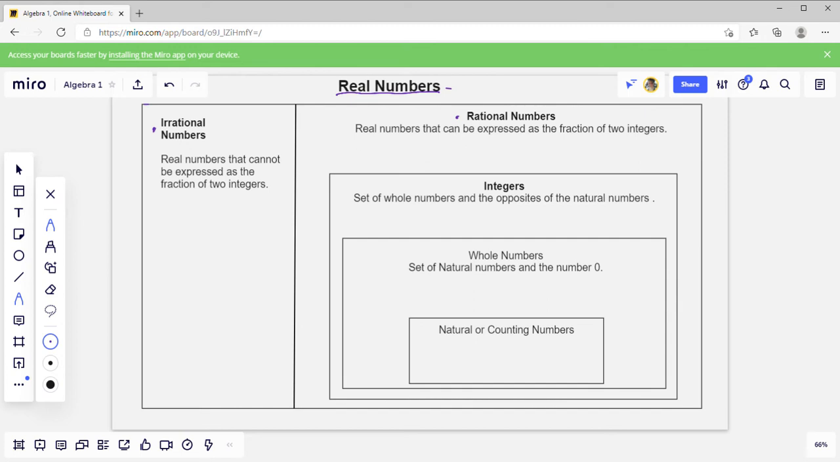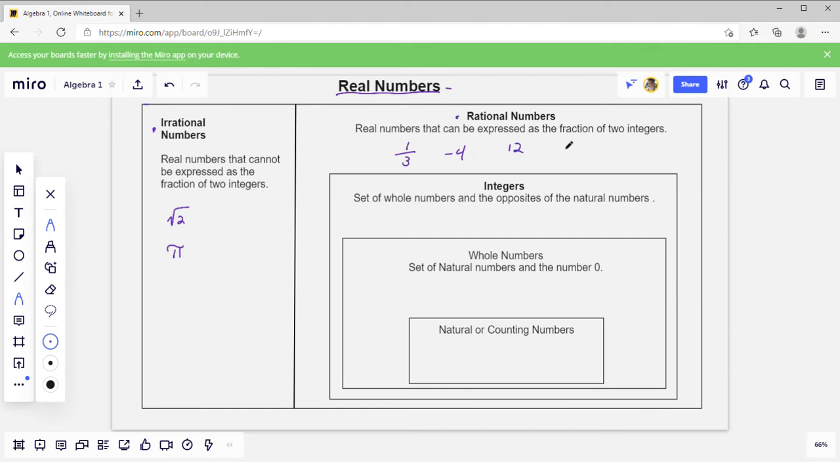Irrational numbers are real numbers that cannot be expressed as a fraction of two integers. So examples of that: the square root of 2, pi is an irrational number. Rational numbers are real numbers that can be expressed as a fraction of two integers. So like 1/3, -4, 12. Those are rational numbers.